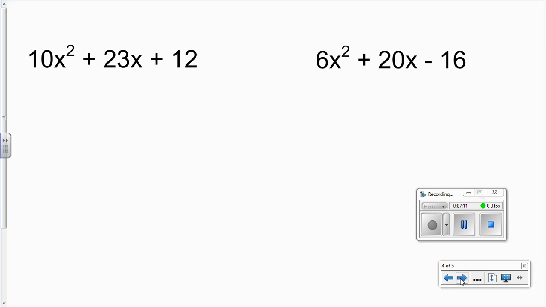Okay, so for this one, go ahead and pause it and try it on your own, and then check back and see if you get the right answer.